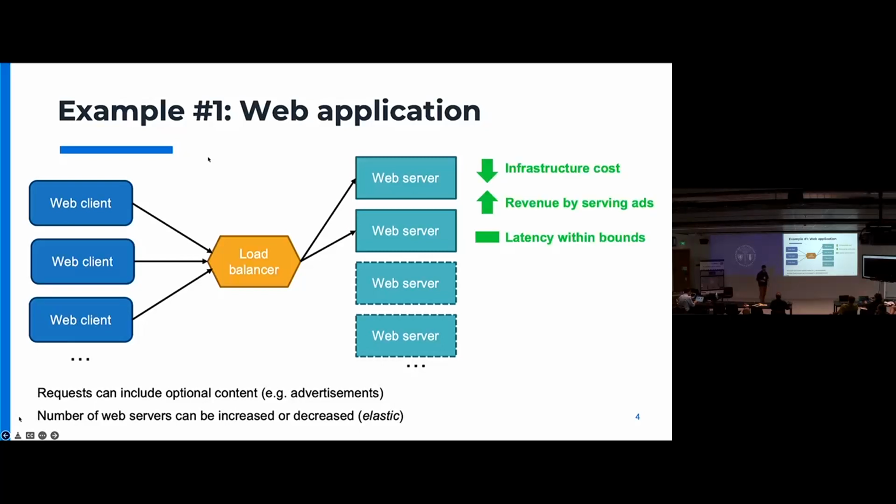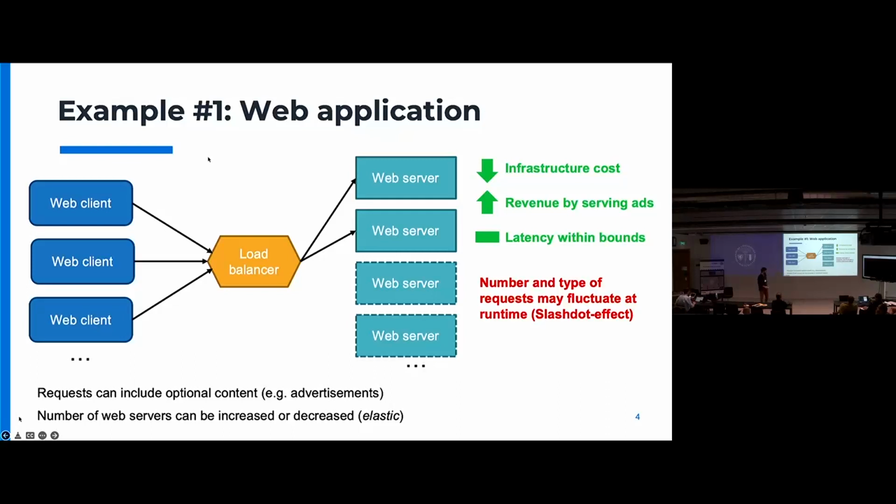So what you would like in this system, what are your goals, is to basically minimize the infrastructure cost, right? Makes sense, right? So we don't want to have our servers always at maximum number. We want just the amount of servers that we need, and not more. Then we want to increase the revenue by serving more ads, if possible, okay? But at the same time, we want to keep latency, average latency, worst case latency, 90th percentile latency, within some bounds, right? These are essentially your requirements.